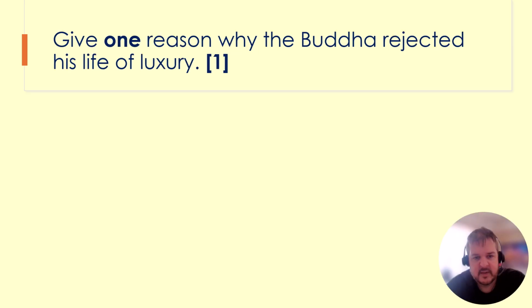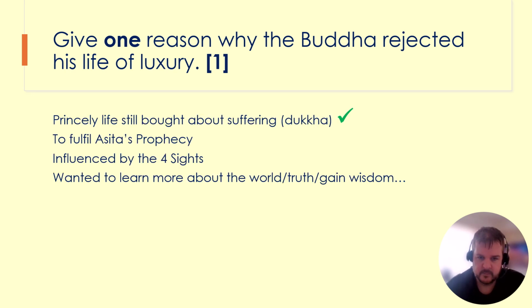Another example. Give one reason why the Buddha rejected his life of luxury. So on this answer, there's more than one reason. But the question very clearly says one reason and you get 1 mark. Listing more than one reason is pointless because you only get marked for the first one you actually write in the test. So here, the princely life still brought about suffering, or dukkha. But you could also say to fulfill Asita's prophecy. He was influenced later by the 4 sights. He wanted to learn more about the world, about the truth, about gaining wisdom.